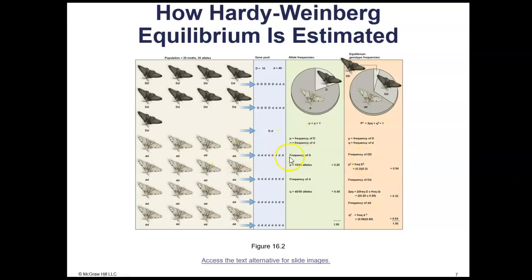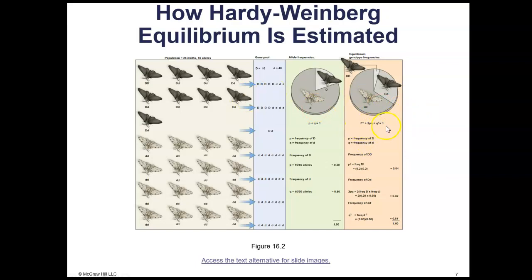So what we're looking at here is where the frequency of big D, or P, equals 0.2, and the frequency of little d, or Q, equals 0.8. Then 0.2 and 0.8 is 1. Then we can also use another equation to describe the genotype frequencies, and this would be P squared, which is the frequency of homozygous dominant, plus 2PQ, which is the frequency of heterozygous, plus Q squared, which is the frequency of the homozygous recessives. That also equals 1.